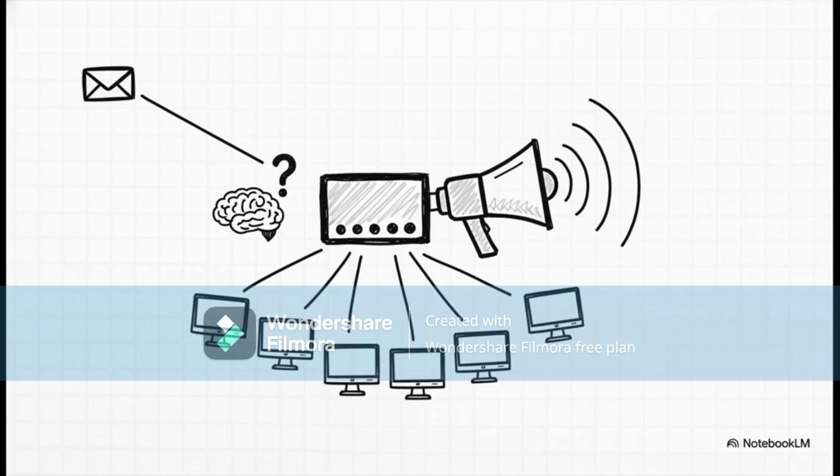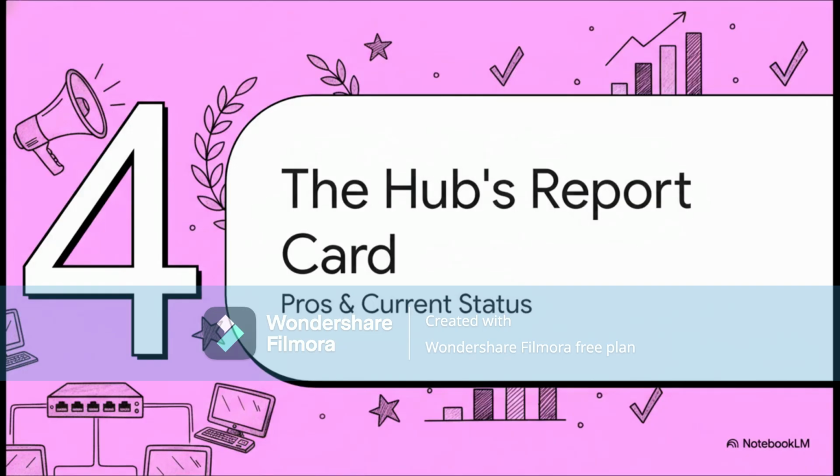This creates a huge digital traffic jam and what's known as a collision domain. Basically, if two computers try to shout at once, their messages just crash into each other and get all scrambled up. So, with that whole shouting method in mind, I think it's time for the hub's report card. Let's see where it gets top marks and, well, where there's definitely some room for improvement.